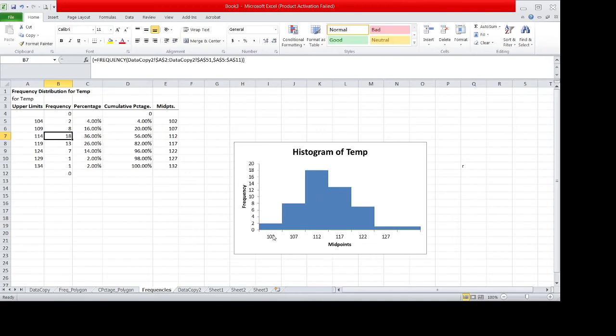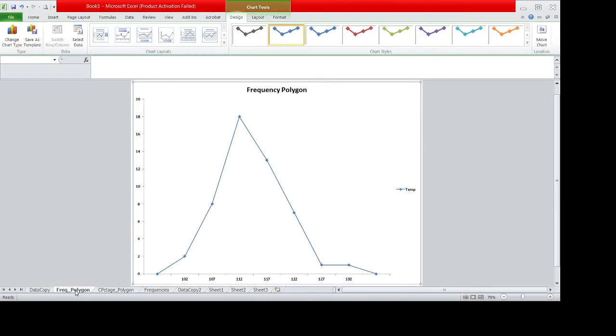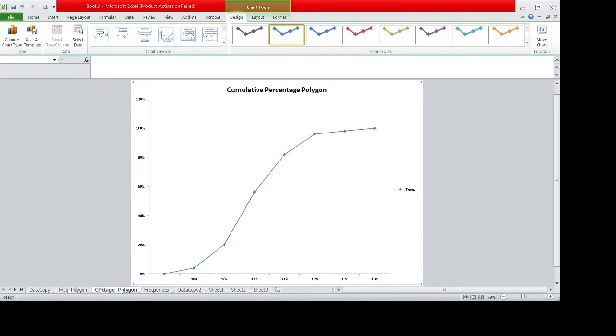So we have this where the x-axis reports the midpoints of the classes and the y-axis shows the frequency of the classes. This is the frequency polygon, wherein the x-axis again shows the midpoints of the classes and the y-axis shows the frequency of the 7 classes, while this is the percentage polygon, also known as the ogive.